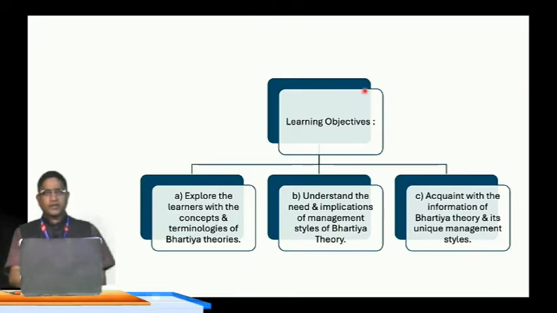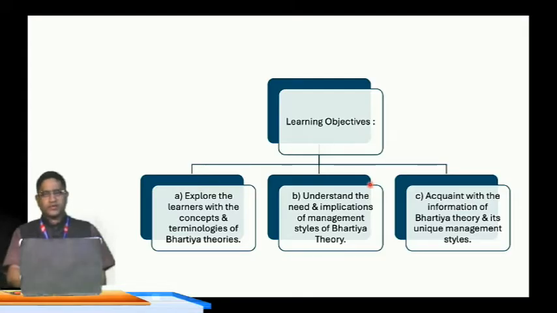Coming to the learning objective, what is the learning objective? What the students will get from learning this particular course is to explore the concepts and terminology of the Bhartiya theories. What are the theories formed by the Indians, that is the Bhartiya, and how will the students benefit from learning this particular theory.